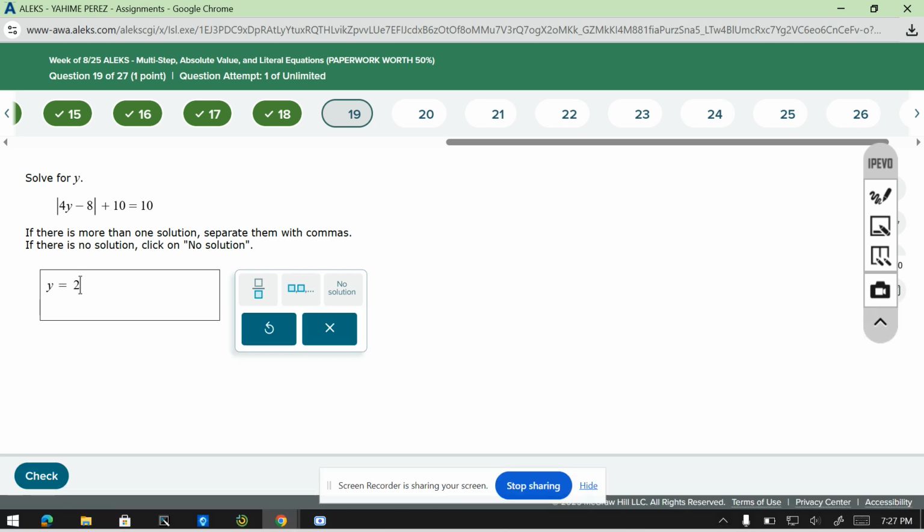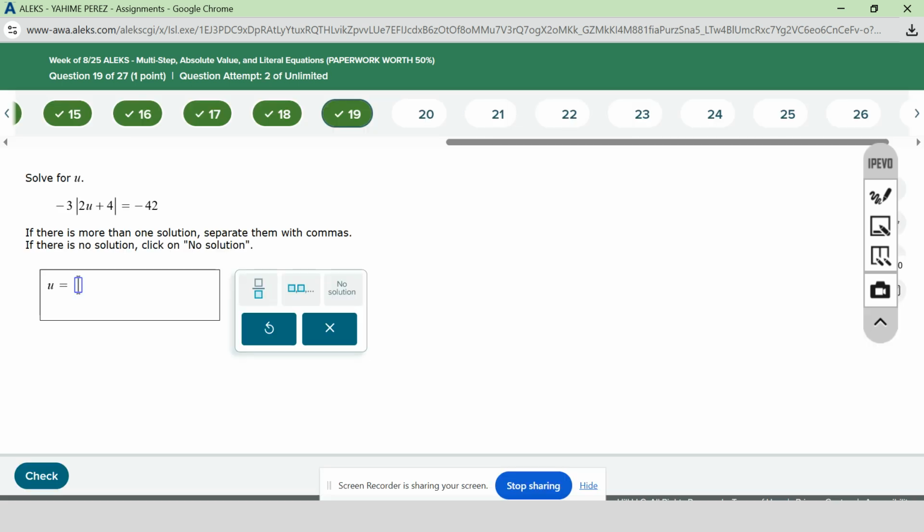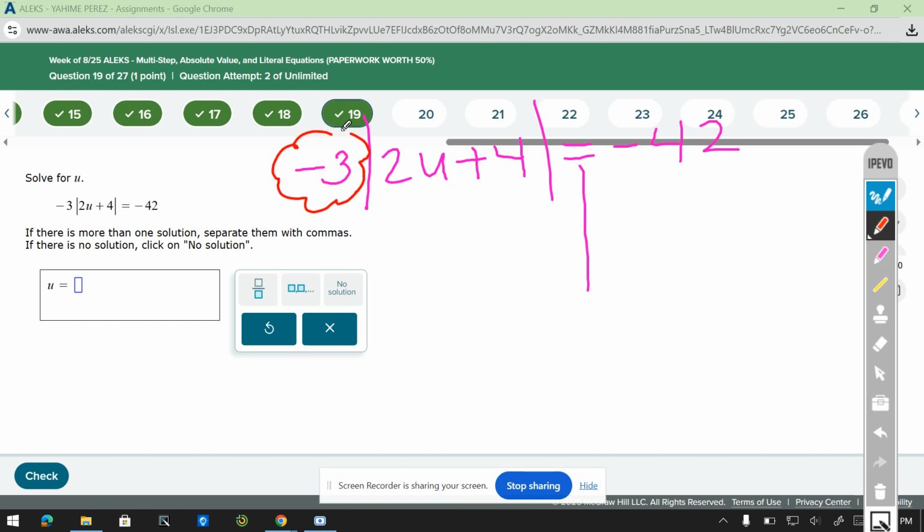Different example, just so I can emphasize what we're supposed to do. Alright, so we got negative 3 times the absolute value of 2u plus 4 equals negative 42. Now, before we can do anything, we have to get rid of what's outside of the absolute value. So here we have negative 3 mushed against the absolute value. Keep in mind, we cannot distribute into the absolute value, okay?